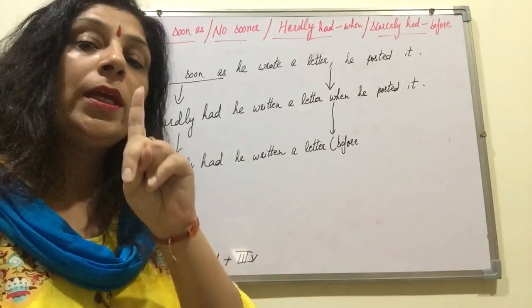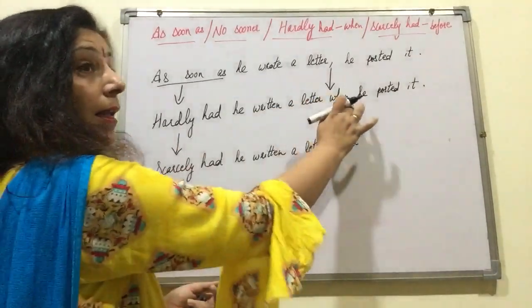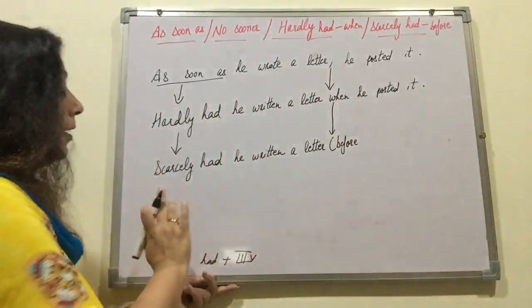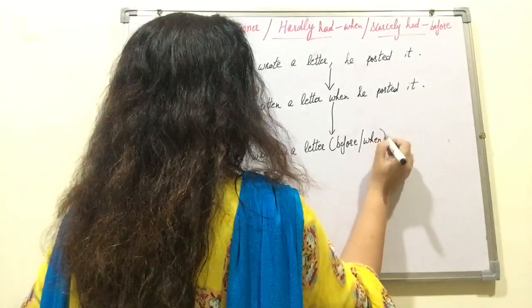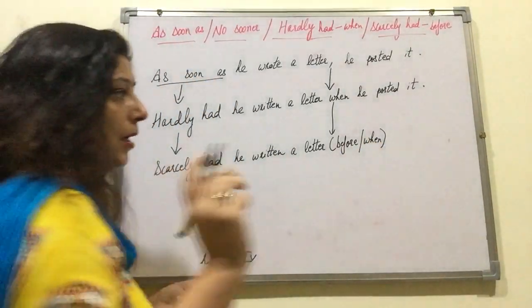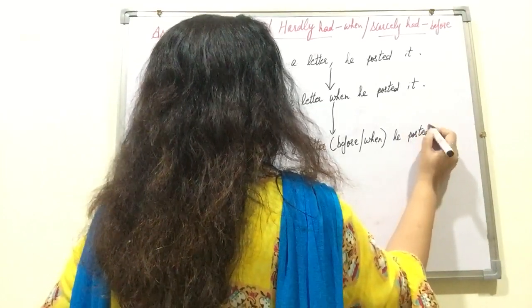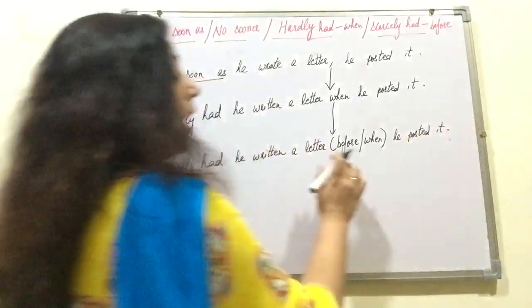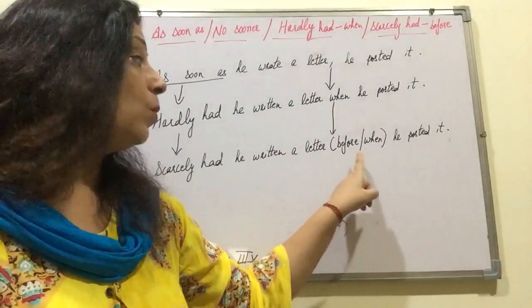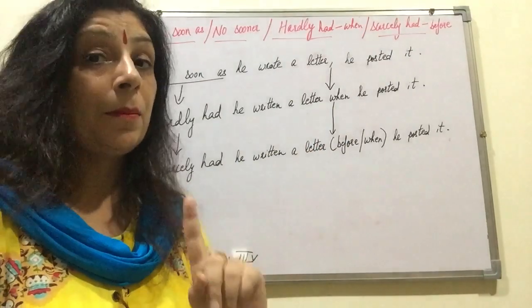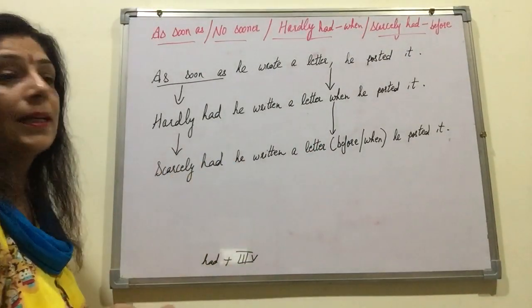दोनों में से कोई एक word you can use with scarcely. लेकिन hardly के साथ हमेशा when. Scarcely had he written a letter before or when he posted it. आपने ऐसे नहीं लिख कर आना. It will be wrong. आपने दोनों में से एक word लिख के आना है बिना bracket के. Remember that. Right? So this is the rule for scarcely.